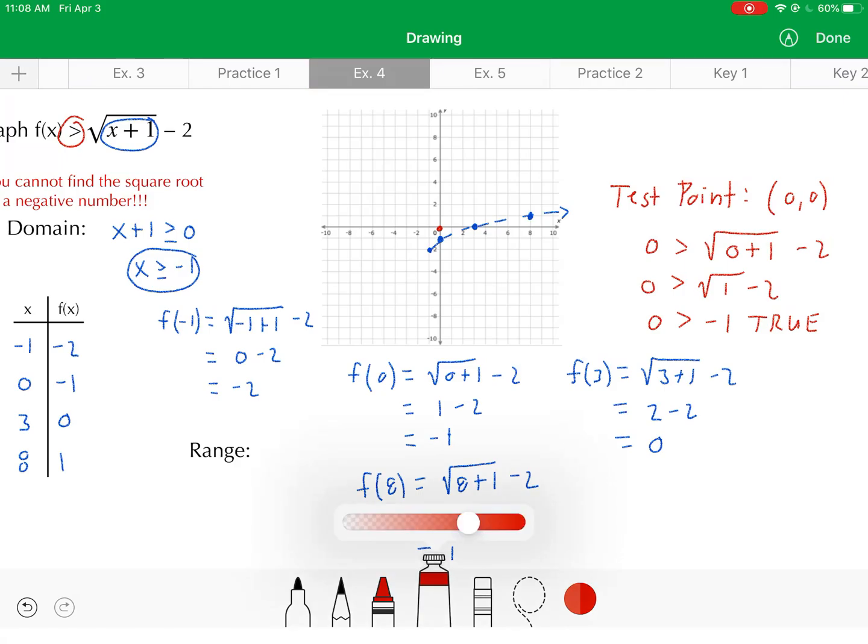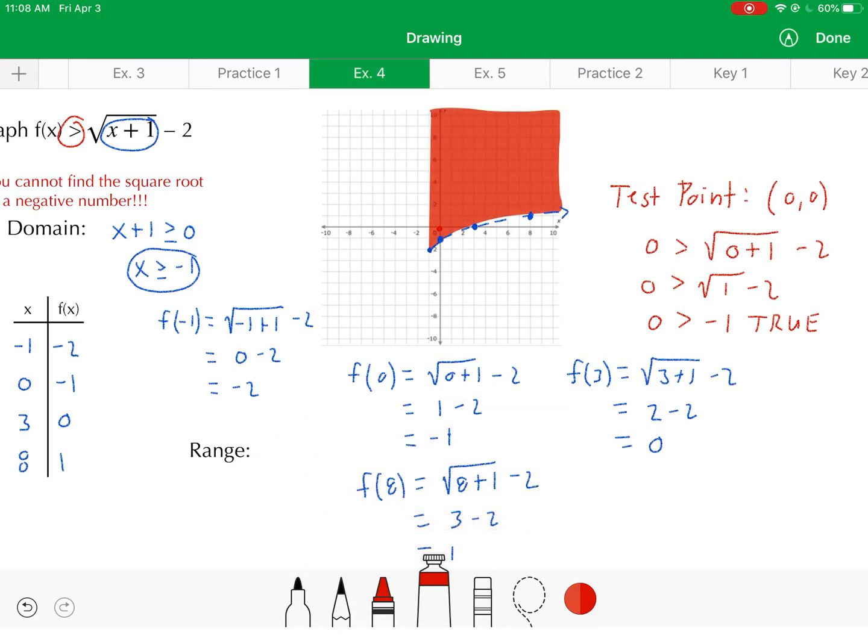So I'm going to actually use this tool right here, and I'm going to shade only this area, okay? Don't shade any part of the coordinate plane whose x-coordinates are not greater than or equal to -1. All right, and of course, the red shaded region is my solution set.